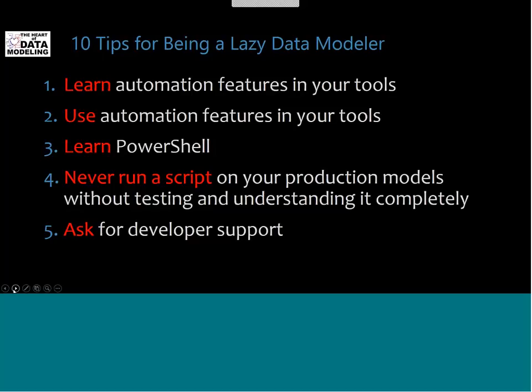There's a lot of resources I'm going to show you in a minute. Never run a script on your production models without testing and understanding it completely. So people open these sample scripts that come with their tools that do crazy things like add a whole bunch of attributes to the person table, or drop every table that's selected, delete them, or delete all your relationships. Some of the scripts are nifty little scripts that you shouldn't just run.